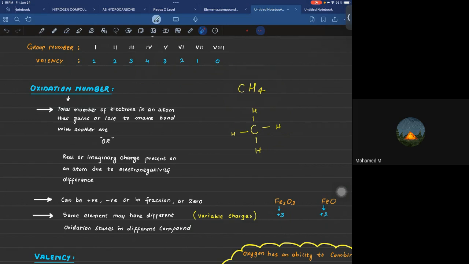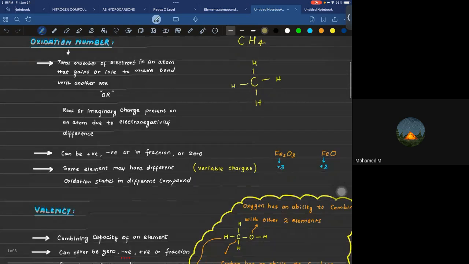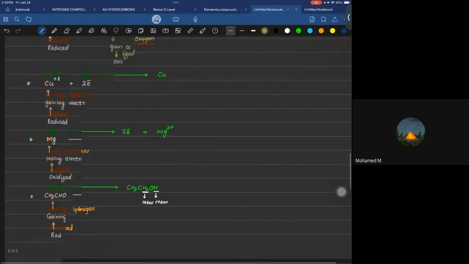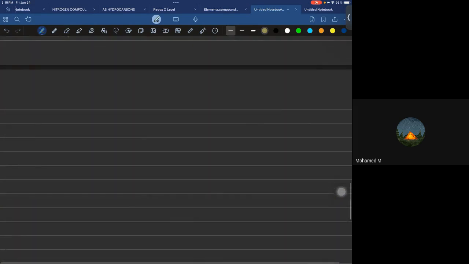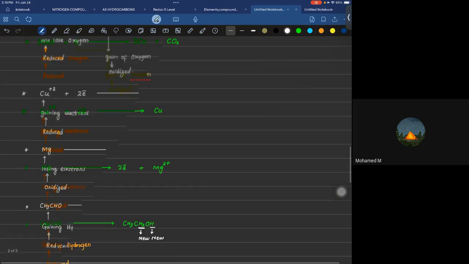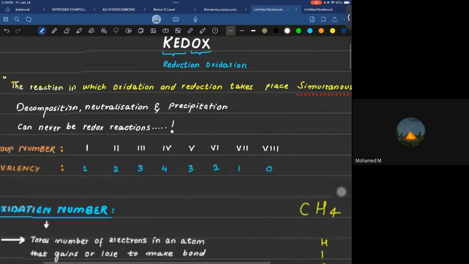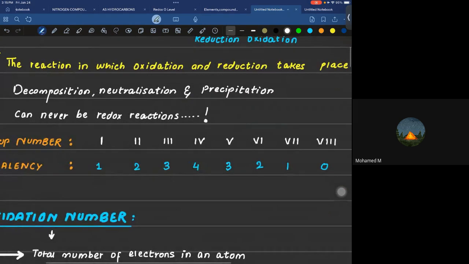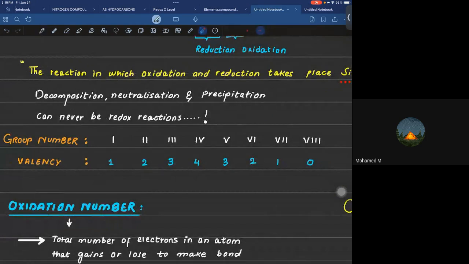That's called the valency. So on the basis of the valency, we generally write down the chemical formula. You can take a screenshot of this. Then I'm going to tell you how to write down the chemical formula. Valency and the group number.